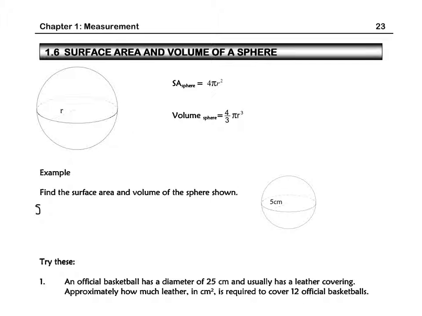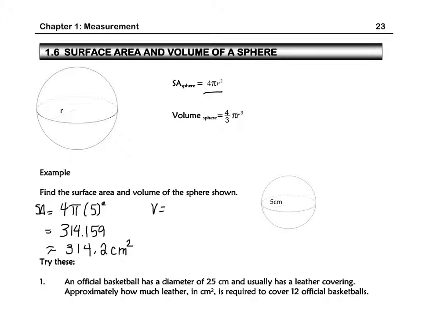So the surface area would be 4 pi r squared. I'm not going to write the formula out again because it's just up here. So that would be 4 pi, and the radius is given as 5 squared. So if we put that in our calculator, 5 squared times 4 times pi, we get 314.159, and so on. So approximately 314.2 if you want to round it off to the nearest tenth. And that would be centimeters squared.